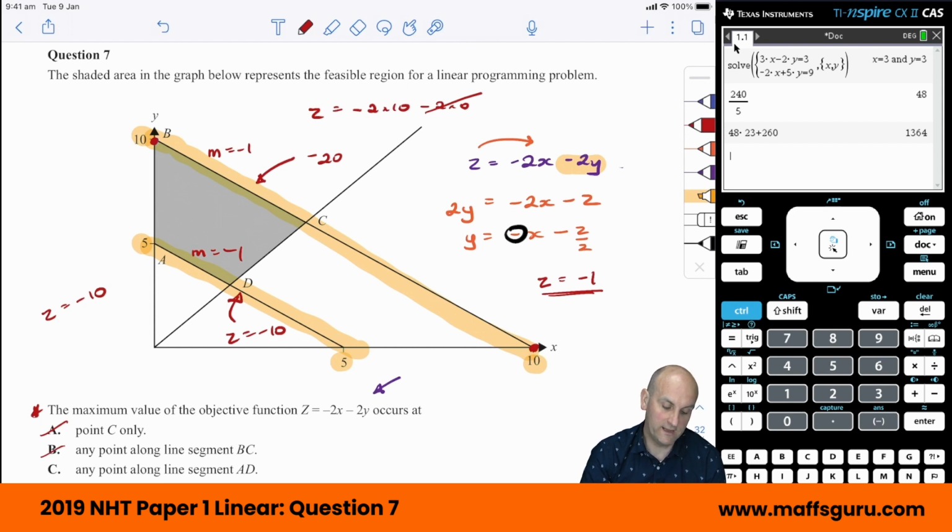Any point along the line segment AD is the correct answer. Any point along segment AB, definitely not, and DC, definitely not. All right, so there we go. So those are objective functions. Always a great idea to be able to use the idea of the z and rearrange it to find the gradient and then see which points lie on that gradient.